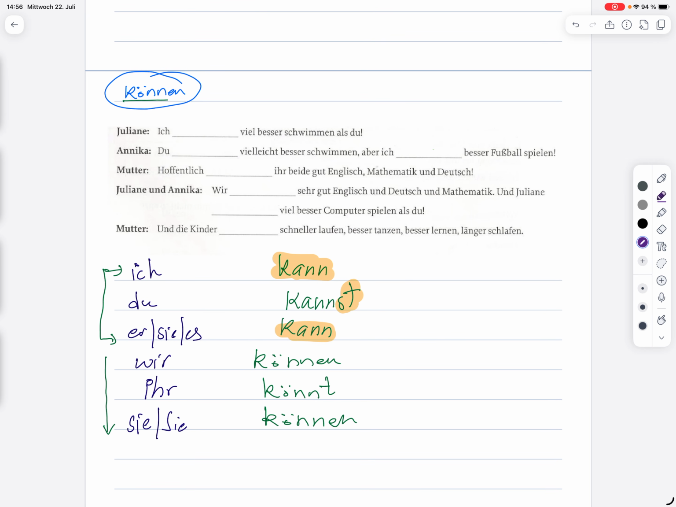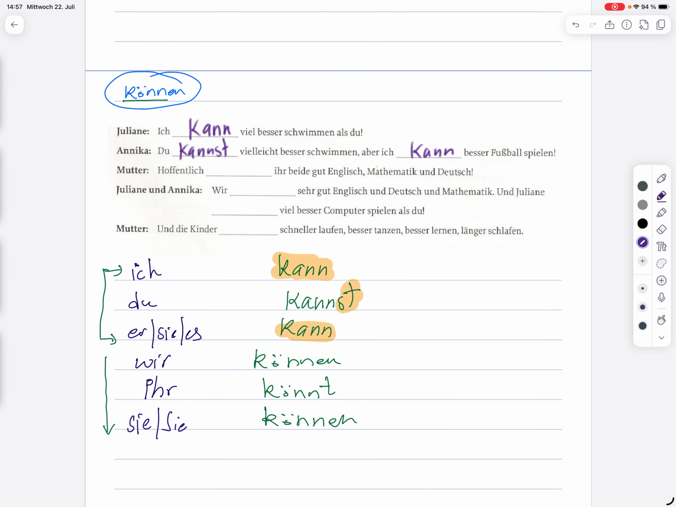Let's do the sentences here. So we have a conversation between Juliane, Annika, and their mother. Ich kann viel besser schwimmen als du. So for ich it will be kann. Und du kannst vielleicht besser schwimmen, aber ich kann besser Fußball spielen. So for du, it will be du kannst. Then mom says, Mutter: hoffentlich könnt ihr beide gut Englisch, Mathematik und Deutsch.